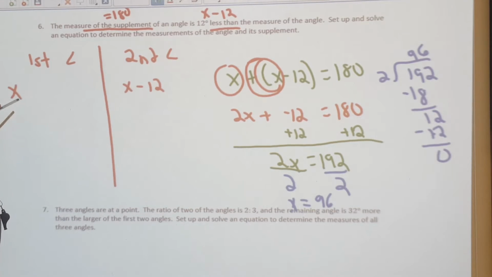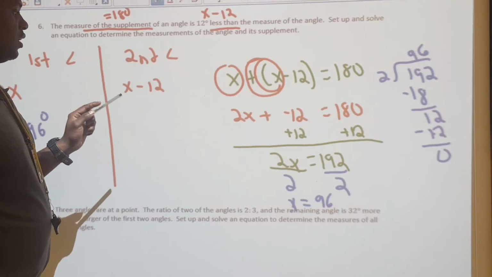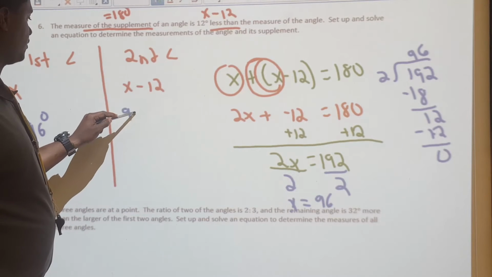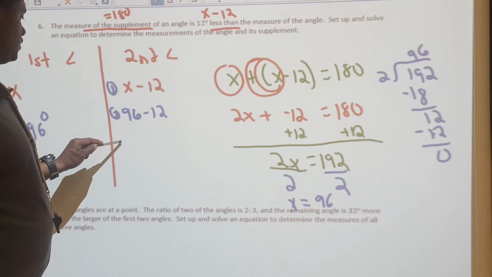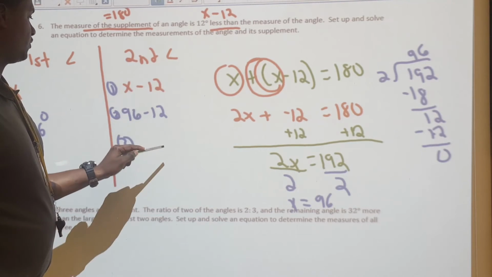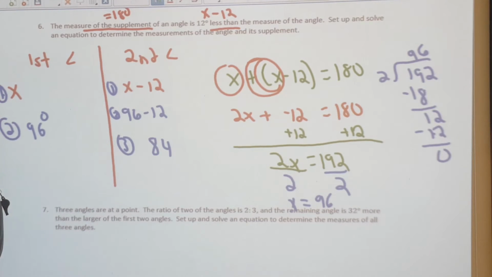So I rewrite my expression and plug in. My first angle is 96 degrees, and my second angle is 12 less than that, or 96 minus 12. First step, second step, third step. 96 minus 12 is 84. So if I add 96 to 84, I should get 180 degrees.